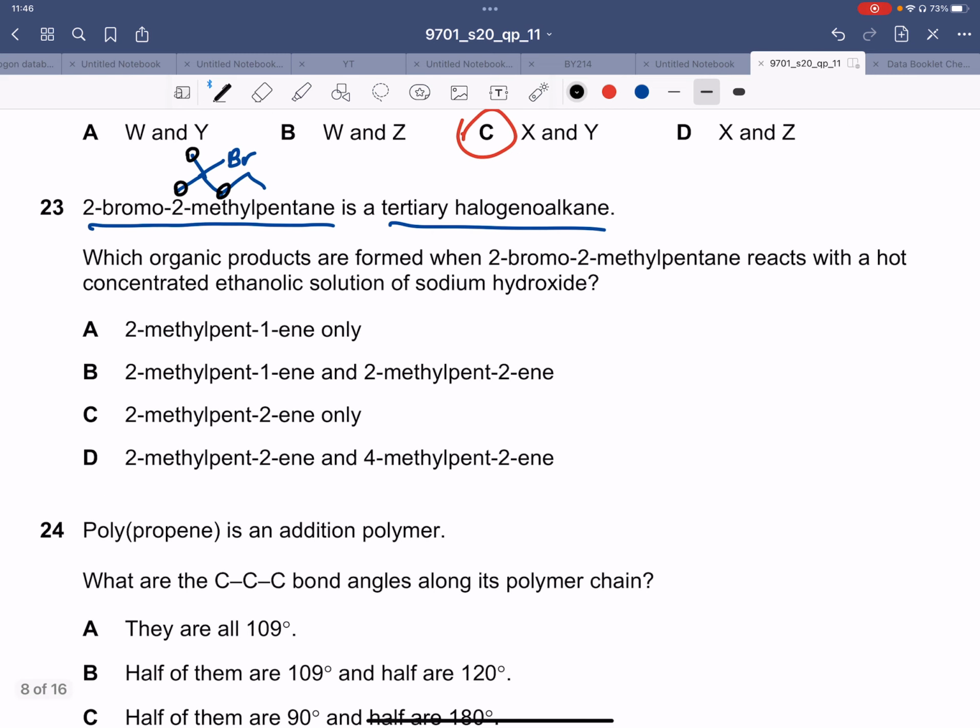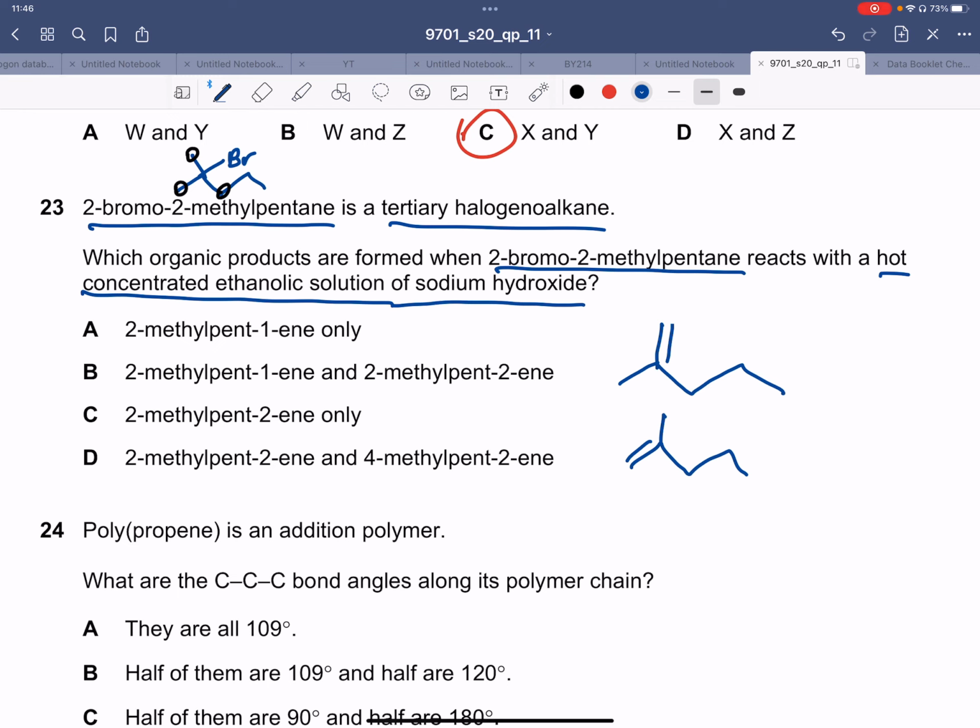All right. Which organic products are formed when the 2-bromo-2-methylpentane reacts with a hot concentrated ethanolic solution of sodium hydroxide? Okay, so what this does is it eliminates the halogenoalkane and it basically just transforms it into an alkene. So if we draw it out like that, we take off the bromine and we form a double bond. The double bond has basically three options of where it can form. You can form one here, you can form one here, and you can form one here.